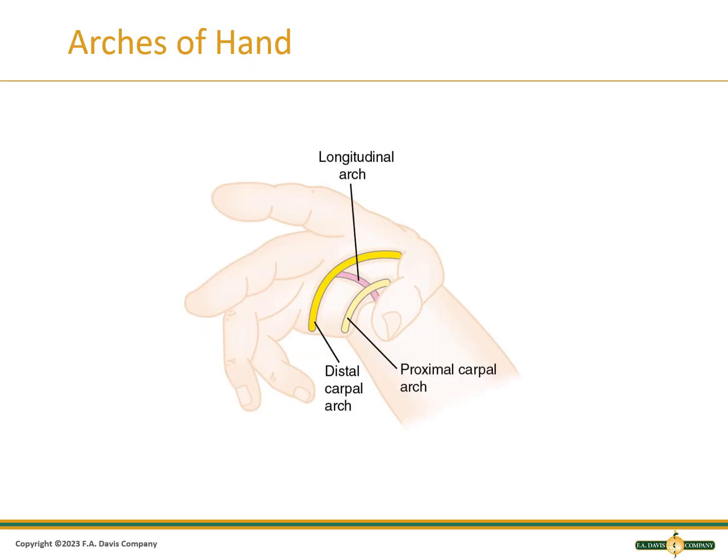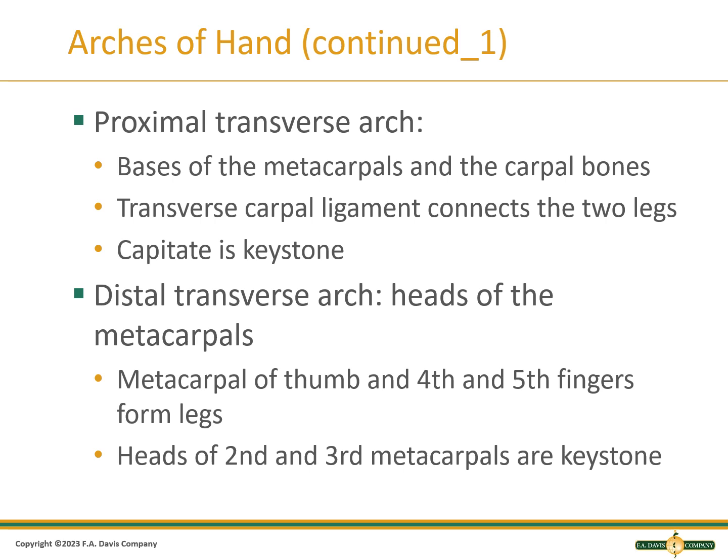So we have a proximal carpal arch and a distal carpal arch, and then the longitudinal arch that runs between them. And if you try to cup your hand, you can kind of see where those arches line up with the picture shown here. The proximal transverse arch, or the proximal carpal arch, runs from the bases of the metacarpals and the carpal bones. The transverse carpal ligament connects the two legs to create tension for that arching, and the capitate is the keystone of the arch. So the highest point of the arch, or that part where the weight is compressed and the arch is maintained by the keystone, is the capitate carpal.